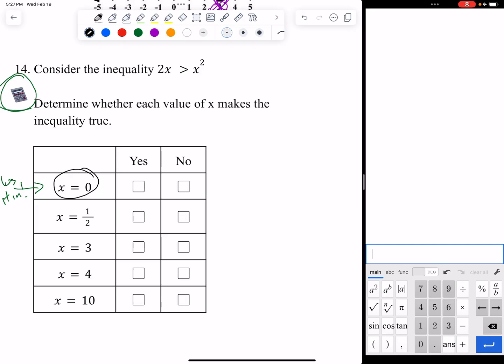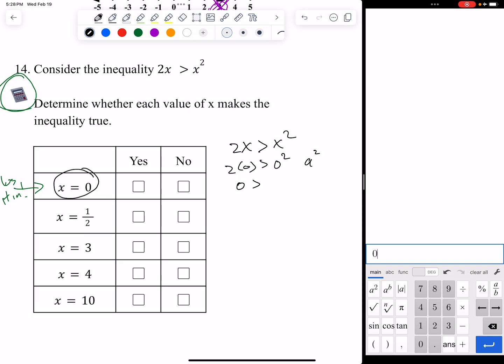I'm going to start with x equals 0. So 2x greater than x squared, and I'm going to change this to 0. So 2 times 0 is greater than 0 squared. You're like, what is that? Well, I have a calculator. Do you see that square button is my a to the 2? If I put that, oh, that just gave me a 2. That didn't work. So how do I fix that?